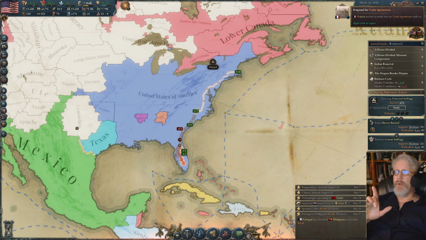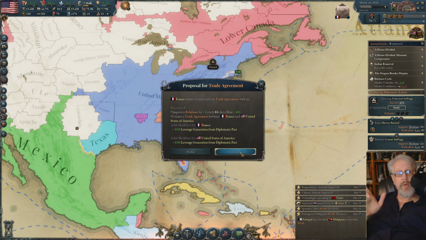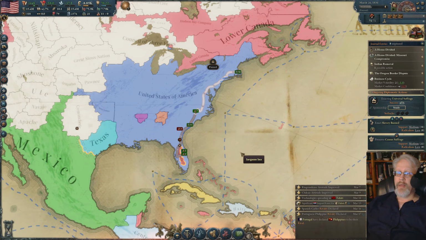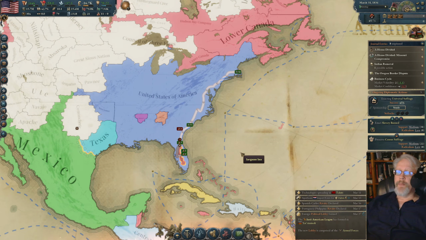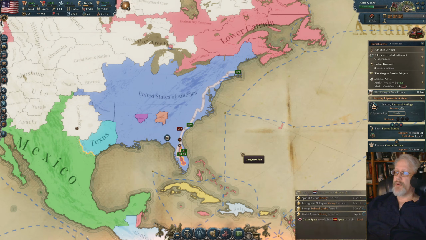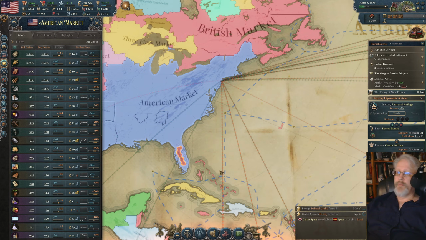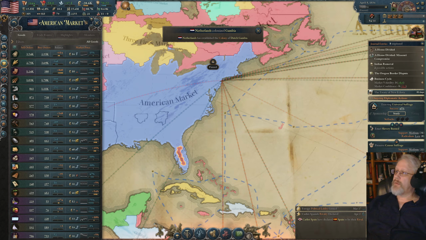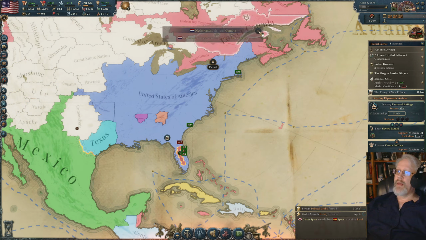A trade deal with France. Oh, mais oui, let us accept. That's good there. And we are now short of ammunition, so we need to import some of that. Oh, wait, no, it balanced out. Okay, cool.